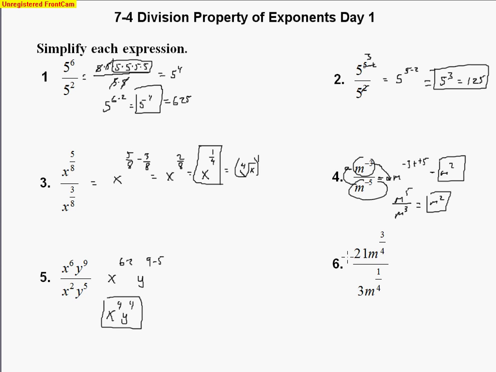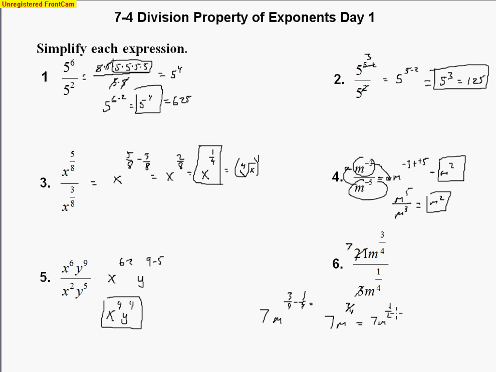The next one here, we've got coefficients. So no exponents on these. They're not the same base, but we don't have to worry about that. Treat this as a fraction. Reduce it. Take out the common factor. You see 3 goes into 21 7 times. So we've got 7, and now subtract the exponents. So we got 3/4. We're taking away 1/4. And so when we do that, we've got 7m to the 2/4 power. And so that would reduce down to 7m to the 1/2 power.